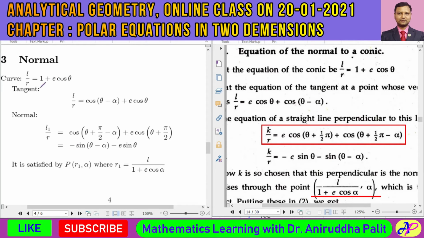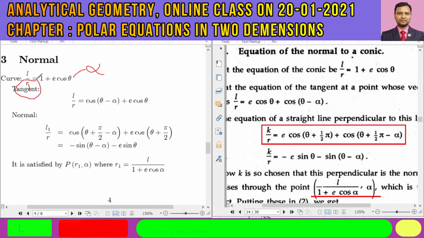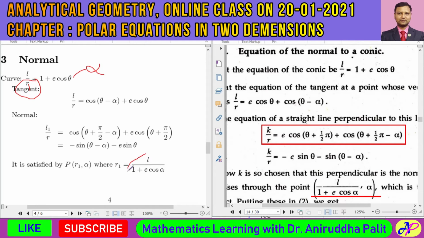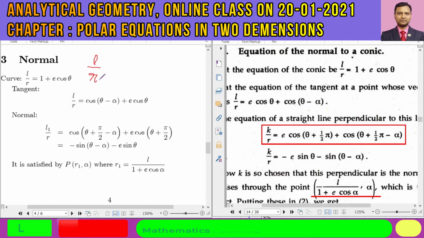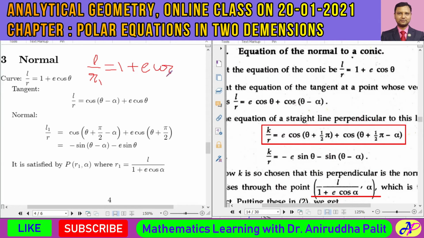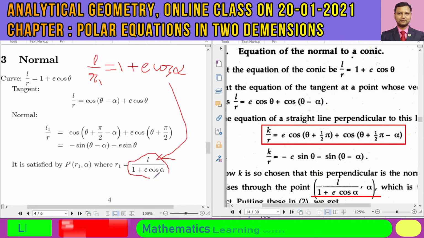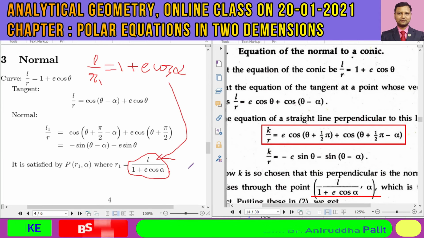So you see over here, in place of R we shall write R1, and in place of theta we can write alpha. In this fashion we will be able to compute the value of R1, and this value of R1 is equal to L by 1 plus E cos of alpha. Got it? Actually, if we put L in place of R1, we have L by R1 equal to 1 plus E into cos of alpha. So from this relation we get the expression of R1: R1 is equal to L by 1 plus E cos alpha. In this way we compute the expression of R1.